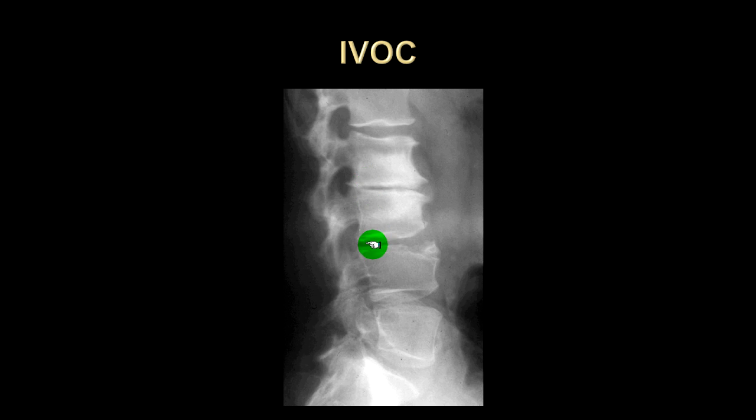In addition, at the L3, L4 level, below the level of the intervertebral osteochondrosis, this patient also has a very large defect in the anterior superior corner of L4 with a small, well-corticated bony fragment identified at that level. This is very classic for an old Schmorl's node that happened when this patient was much, much younger.